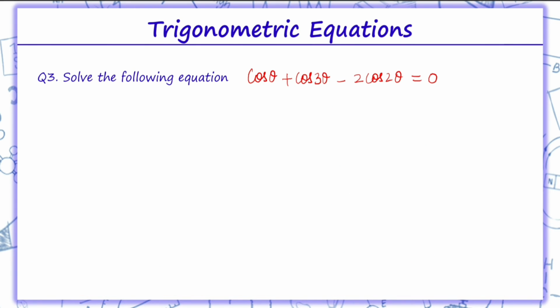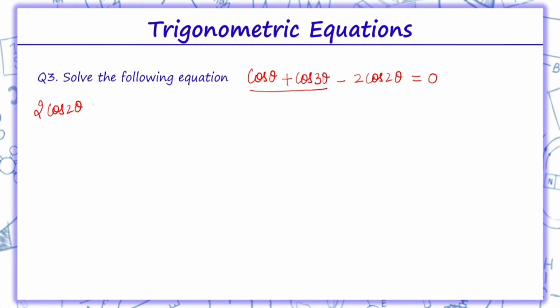Now coming on to the next question. We are provided with cos theta plus cos 3 theta minus 2 cos 2 theta is 0. So here we can apply the identity cos x plus cos y. It will come to be 2 cos of (x plus y) by 2, that is 3 theta plus theta by 2, which will be 2 cos 2 theta.